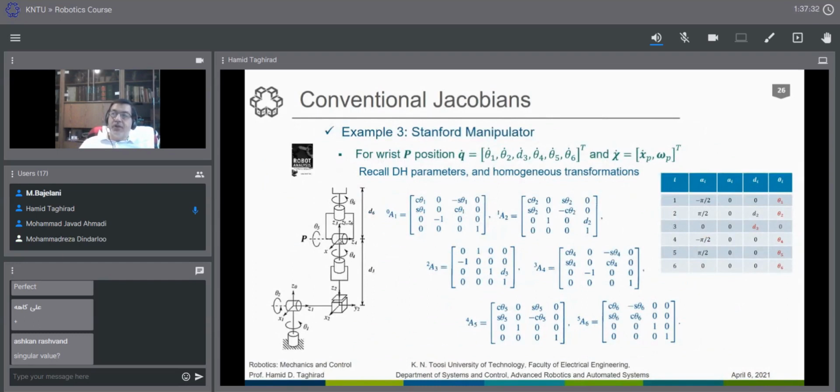As you recall, the Stanford manipulator was an RRPRRR manipulator. We have 6 degrees of freedom: 2 rotation matrices at the beginning, 1 prismatic one, and then 3 angular or rotary ones. And x would be x dot, the velocity of point P. It could be the point Q, but we intentionally consider the wrist point here to make it much easier and also different from the other one.